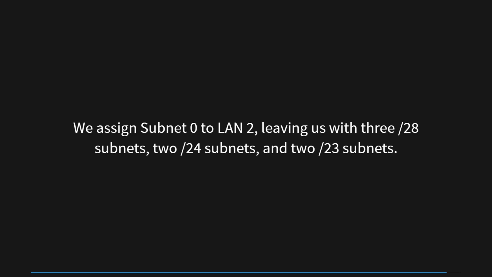We assign subnet 0 to LAN 2, leaving us with 3 /28 subnets, 2 /24 subnets, and 2 /23 subnets. By employing VLSM, we can optimize subnetting and address allocation, catering to varying network requirements effectively.